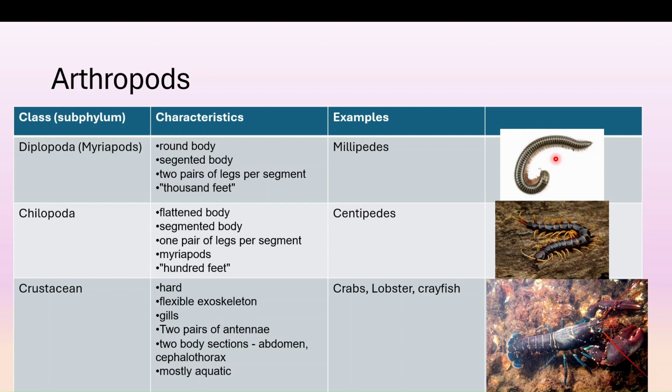Trylopoda are centipedes. They have a flattened body, they're segmented, but they have 1 pair of legs per segment. Next are crustaceans, like crabs, lobsters, crayfish. They are hard, they have a flexible exoskeleton, they have gills, they have 2 pairs of antennae, they have 2 body sections, an abdomen and a cephalothorax. So cephalothorax is just a conjoined head and thoracic cavity. And they're mostly aquatic.